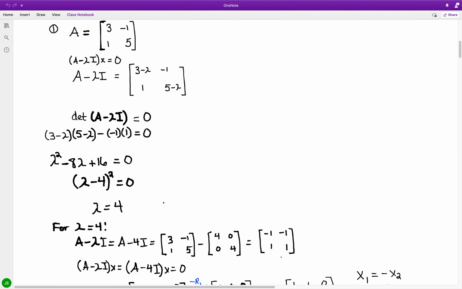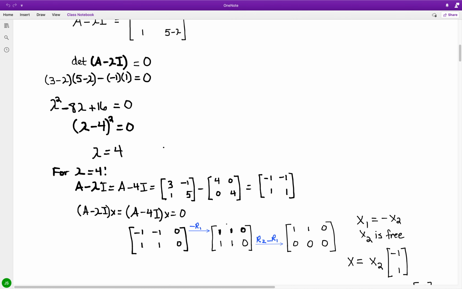We have our augmented matrix: -1, -1, 0 for the top row, 1, 1, 0 for the bottom, and reducing, placing it in reduced echelon form, we have 1, 1, 0, and then 0, 0, 0. The bottom row signifies that x2 is a free variable, whereas for x1, we have x1 plus x2 equal to 0, so x1 is equal to negative x2. Again, x2 is free.